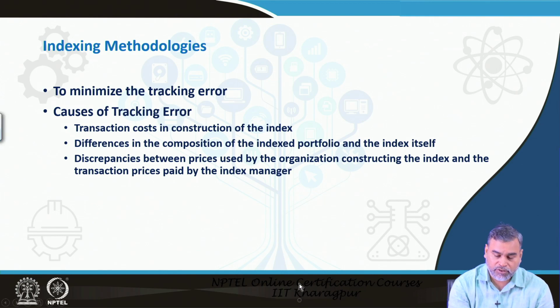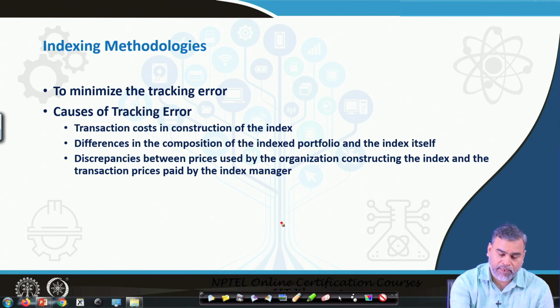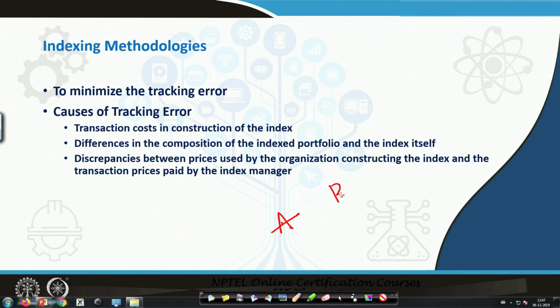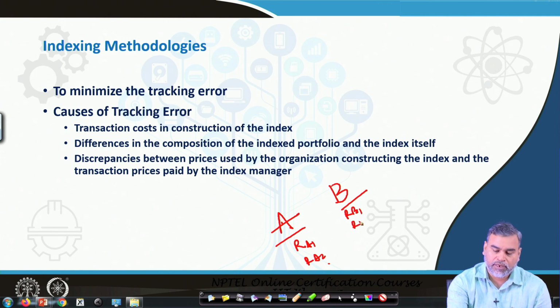Let's say you are constructing an index A and you are replicating it with index B. Whatever return you are getting from this, let's say your RA1, RA2 like this, and here your RB1, RB2 like this. Then our objective is to minimize this tracking error.